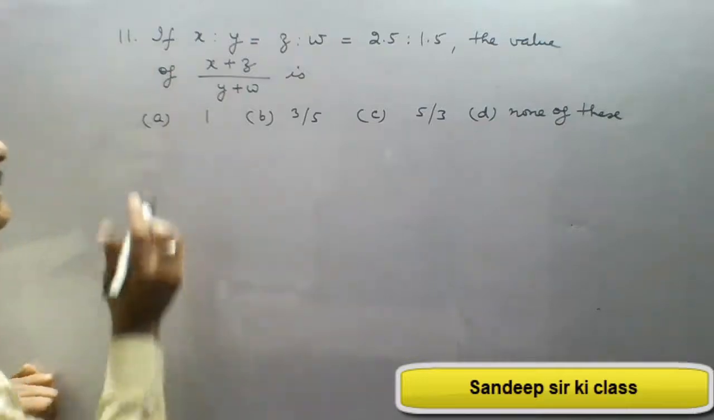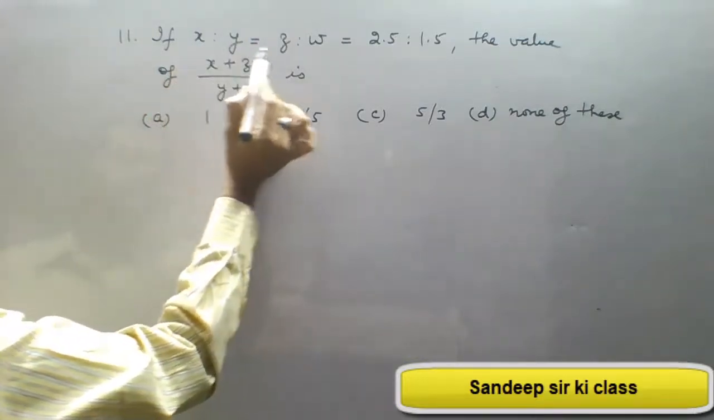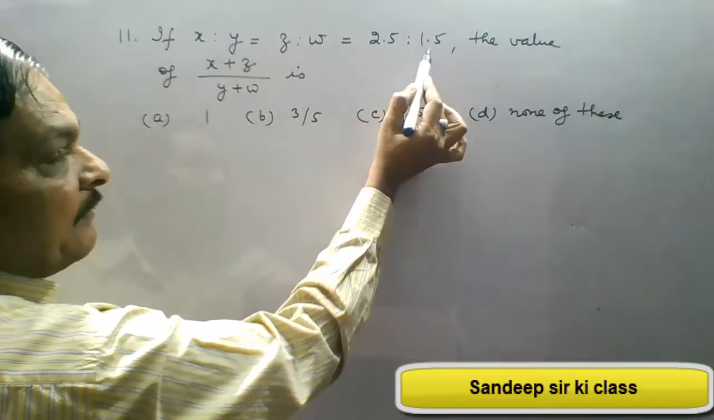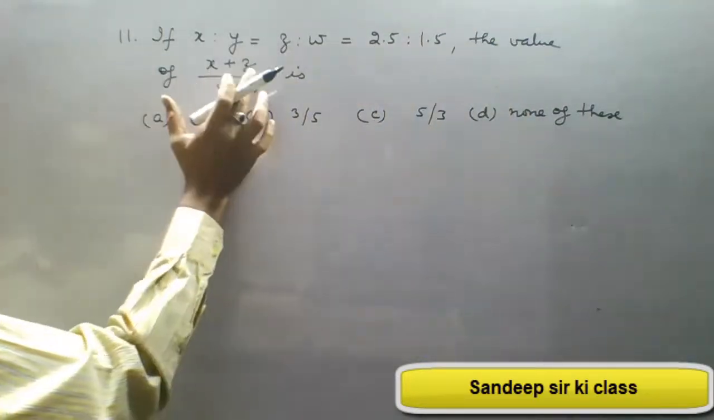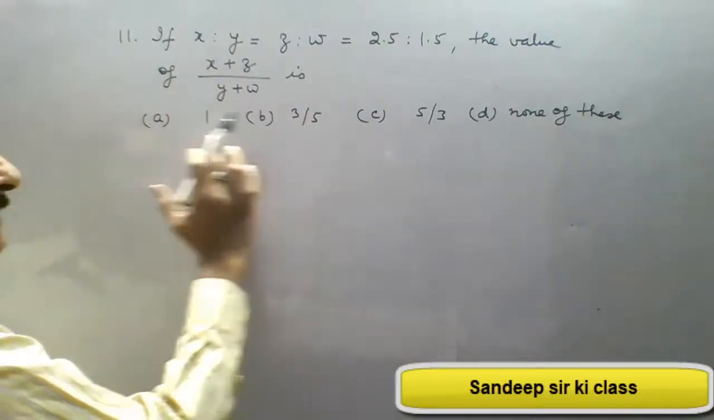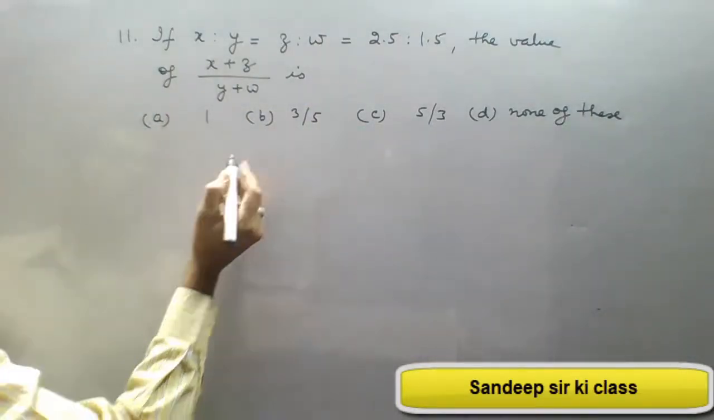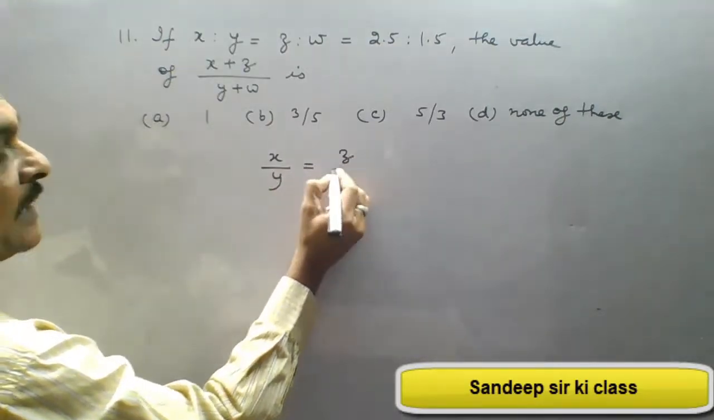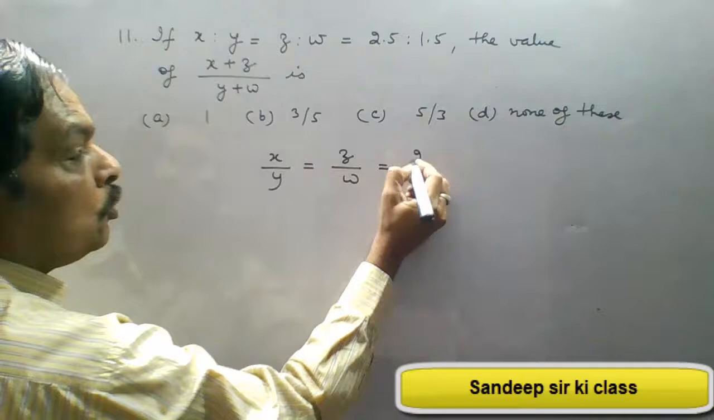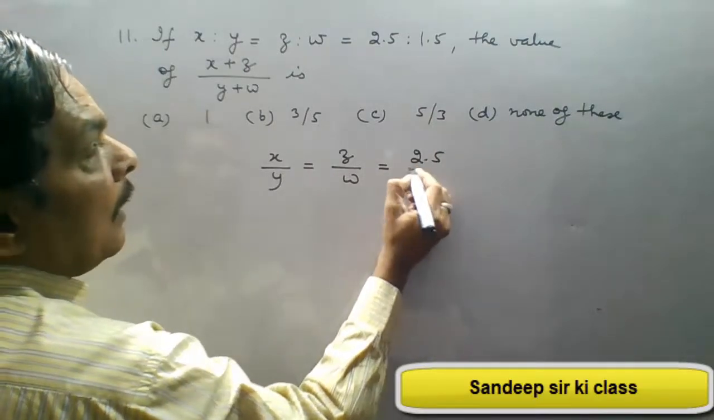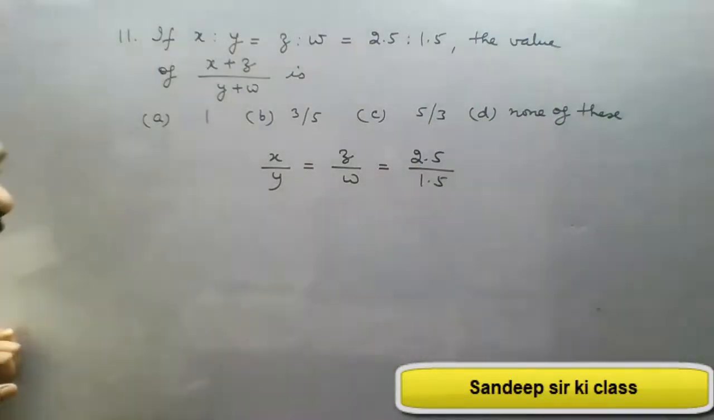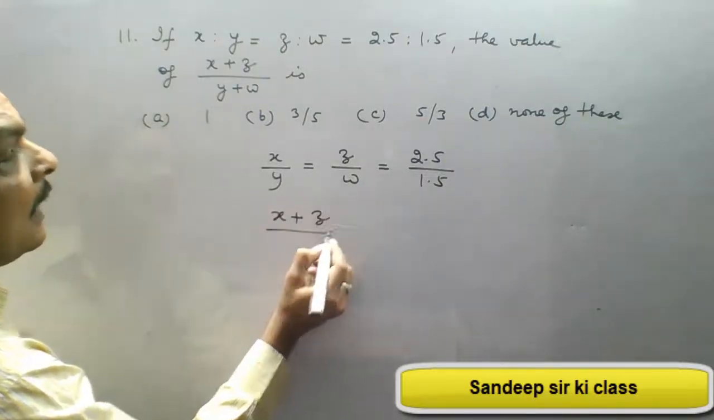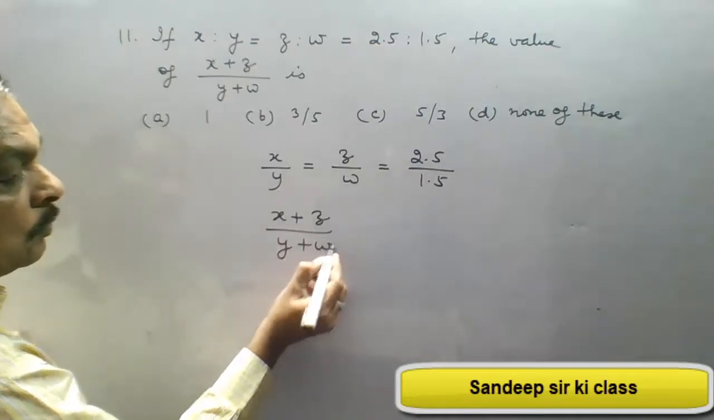Question number 11 is that if X ratio Y is equal to Z ratio W is equal to 2.5 ratio 1.5, then the value of X plus Z upon Y plus W is, and these are the options given to us. Now we have been given that X upon Y is equal to Z upon W is equal to 2.5 upon 1.5. This we have been given, and we are to find X plus Z upon Y plus W.